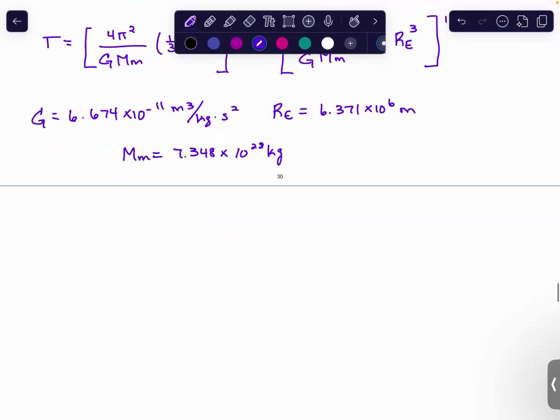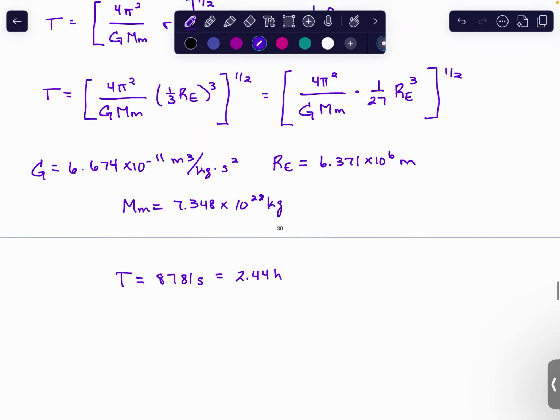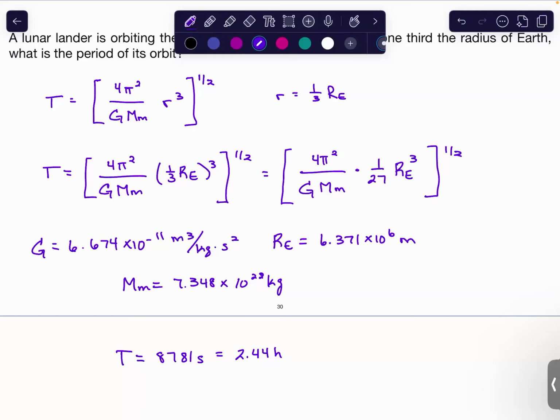Now, put these numbers in and see what you get. You can get that number. Make sure you're practicing how to use the pi button. I love the pi button.